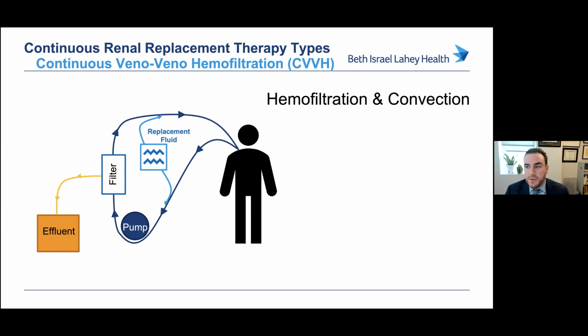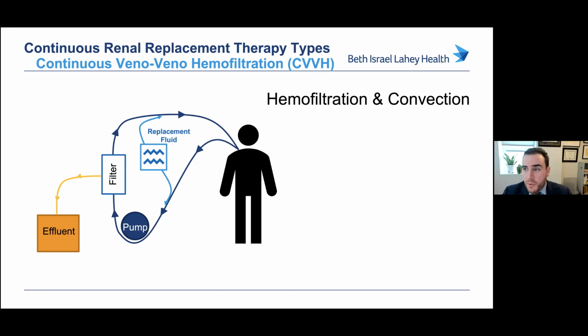So you're using the principle of convection more. So the more water that's flowing across that membrane, the more solutes you can drag with it. And that's the point of CVVH, is to drag those solutes out of the bloodstream and get it to go into the effluent. You can have the replacement fluid go in before the filter or after the filter.